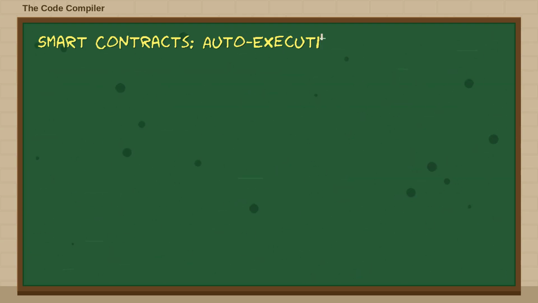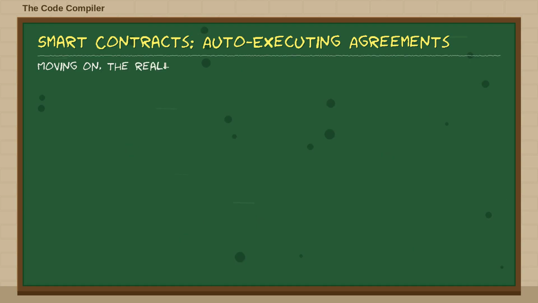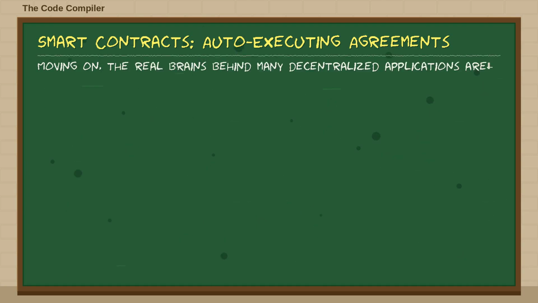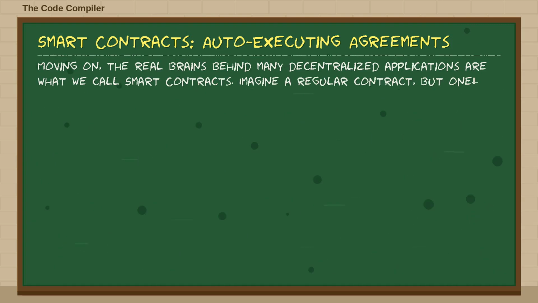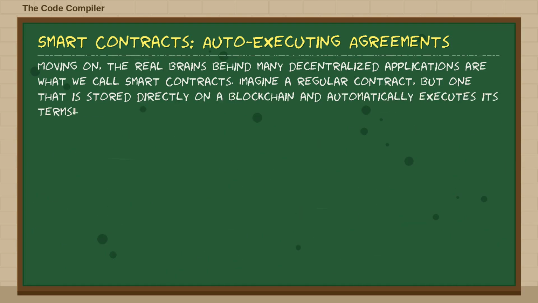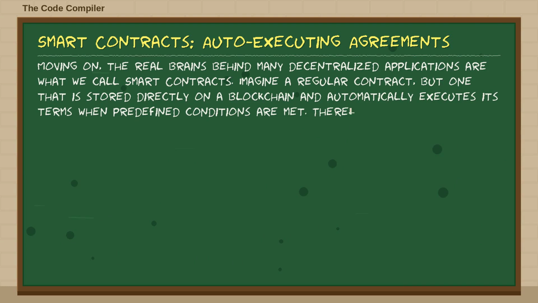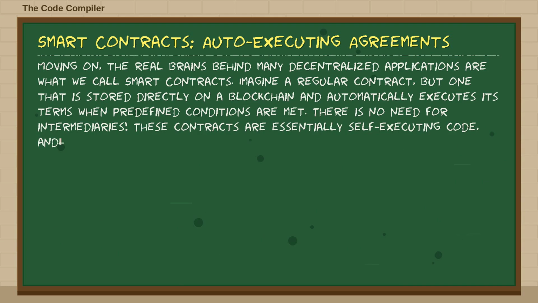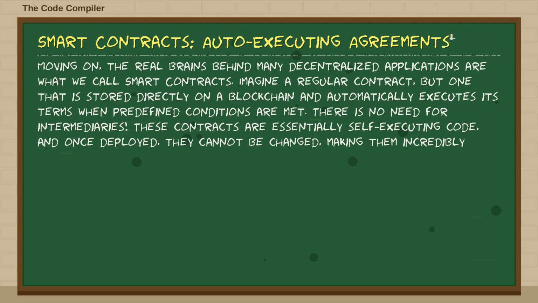Moving on, the real brains behind many decentralized applications are what we call smart contracts. Imagine a regular contract, but one that is stored directly on a blockchain and automatically executes its terms when predefined conditions are met. There is no need for intermediaries. These contracts are essentially self-executing code, and once deployed, they cannot be changed, making them incredibly reliable and transparent.